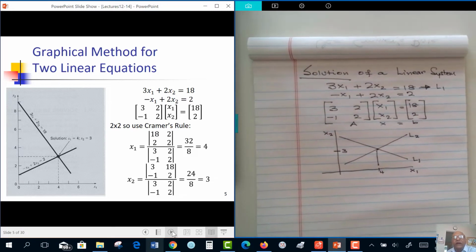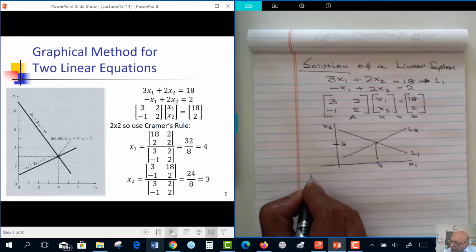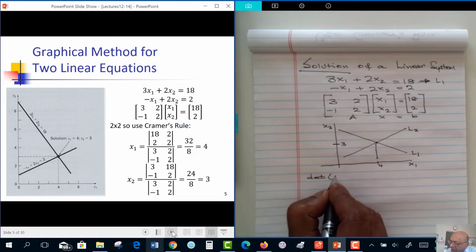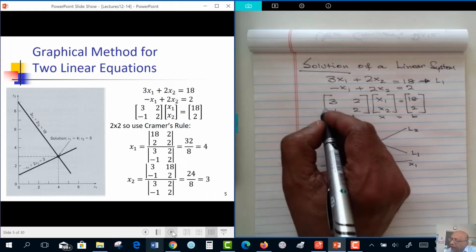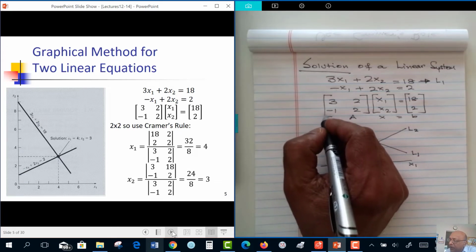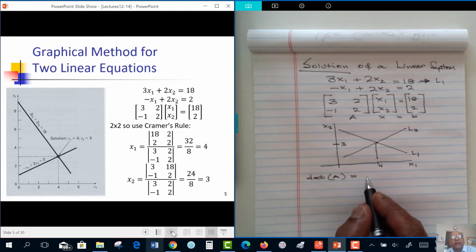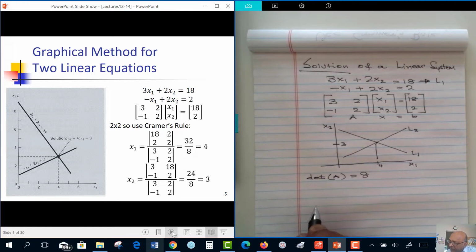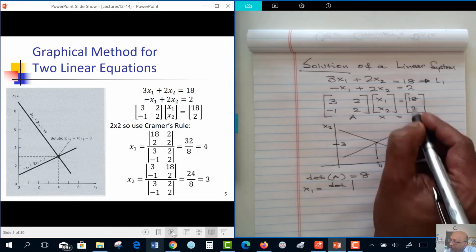So let's see how we will find it using Cramer's rule. Cramer's rule will say the determinant of A is 3 times 2, which is 6, minus of minus 1 times 2, which is 2. So that is 6 plus 2, which is 8. So the determinant of A is 8. When we want to find x1, we will take the determinant of matrix A with its first column replaced by B.